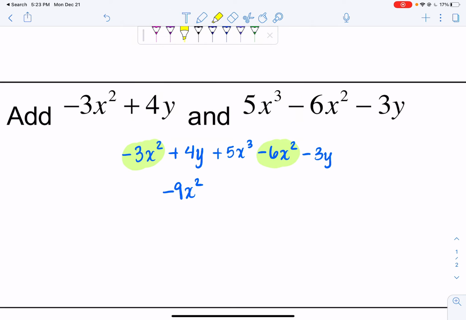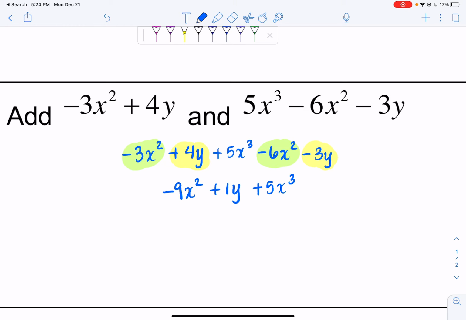Now I ask, what can I combine with my 4y? Well, I can combine it with minus 3y. 4y minus 3y is a plus 1y. If you want, you can just write plus y, not a big deal. And then if I look, I only have a 5x cubed left. Everything else is already highlighted. It's already combined everything with what it can be combined with. So I'm just left with plus 5x cubed.